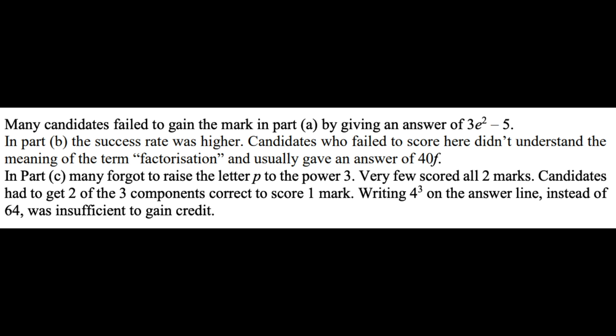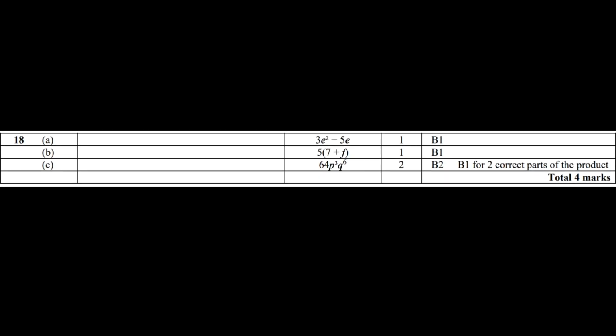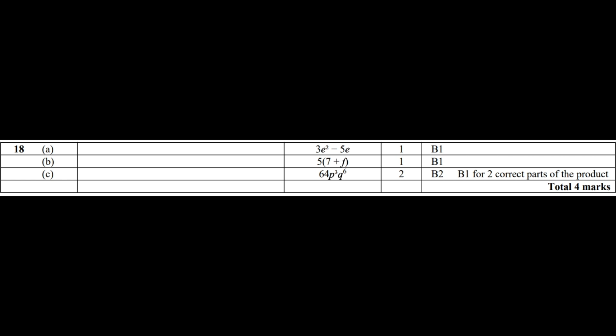For example, people adding things like 35 plus 5f makes 40f, which is just horrible. So please don't do that. So do pause and read that very carefully. And you couldn't leave it as 4 cubed, you had to write 64. And the mark scheme, well, we can see we've got the answers right, and these are B marks, you just have to get it done.